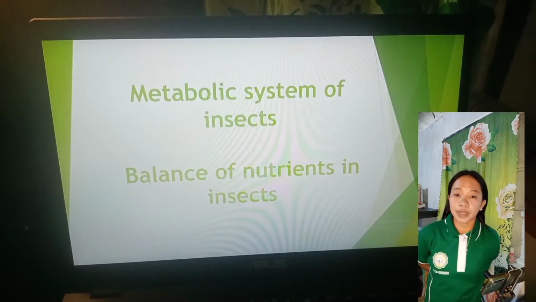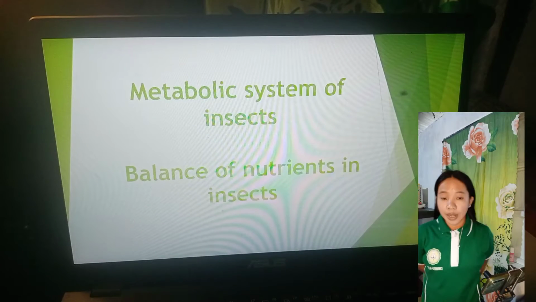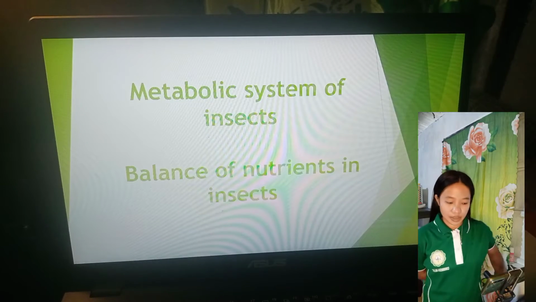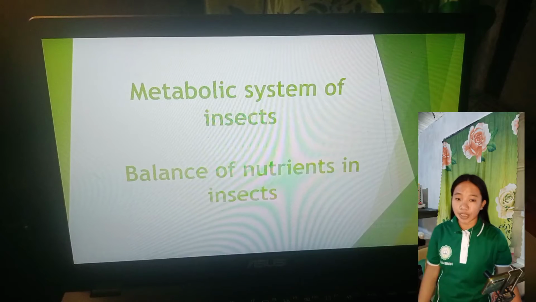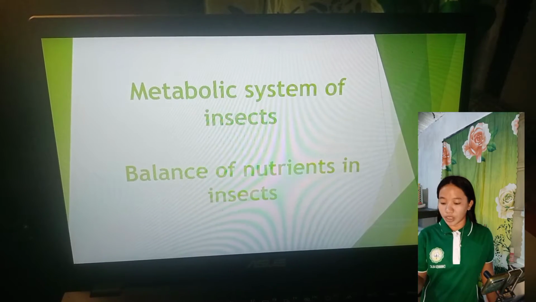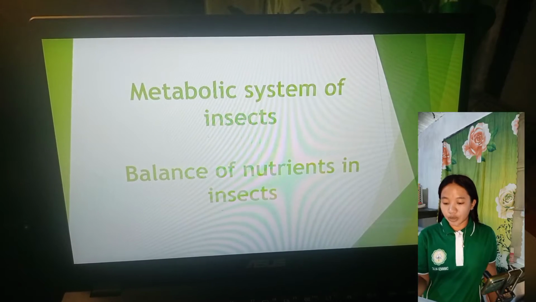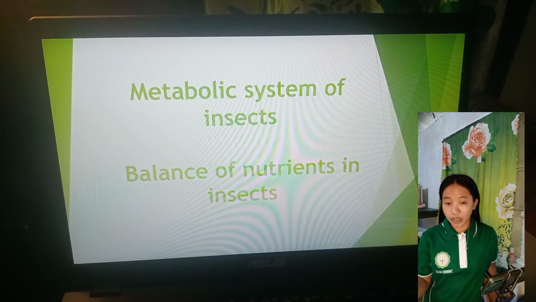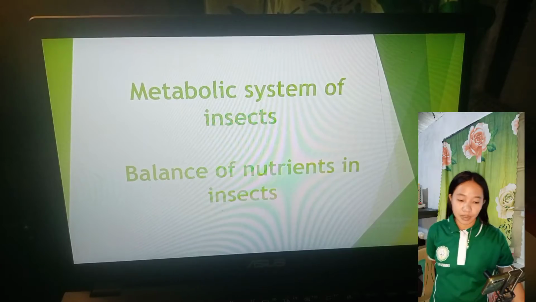Hello guys, our topic for today is entitled Metabolic System of Insects, Balance of Nutrients in Insects. I may define first what is metabolic. Metabolic refers to the breakdown of food and its transformation into energy.